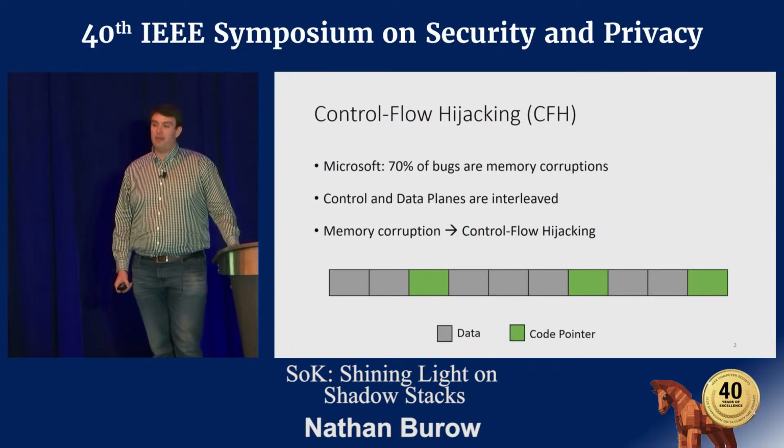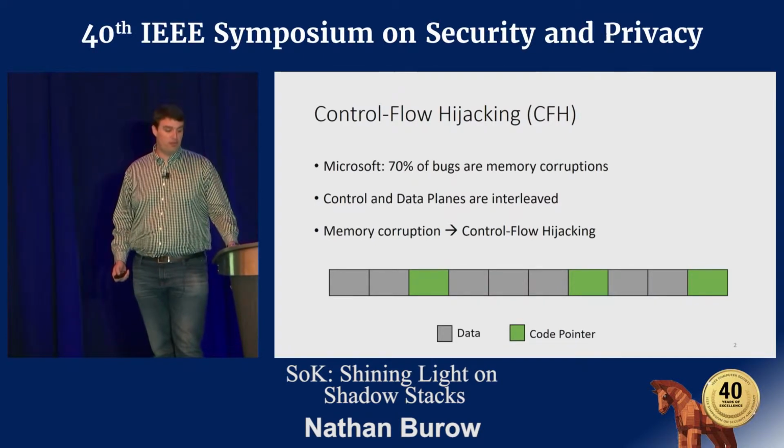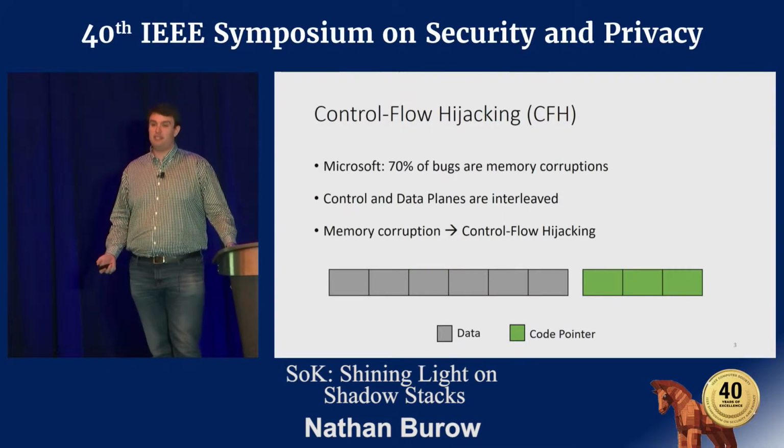So at Blue Hat this year, Microsoft made the interesting disclosure that 70% of their bugs are still memory corruption vulnerabilities. And these bugs are interesting because the control and data planes are interleaved, as I have a little illustration here where the gray cells are data and the green cells are the code pointers. So you can imagine that if you have a memory corruption in your data, it can overflow into a code pointer, which allows an adversary to redirect the control flow of your application. So what we would really like is a defense that allows us to at least logically separate the control and data planes as illustrated here.